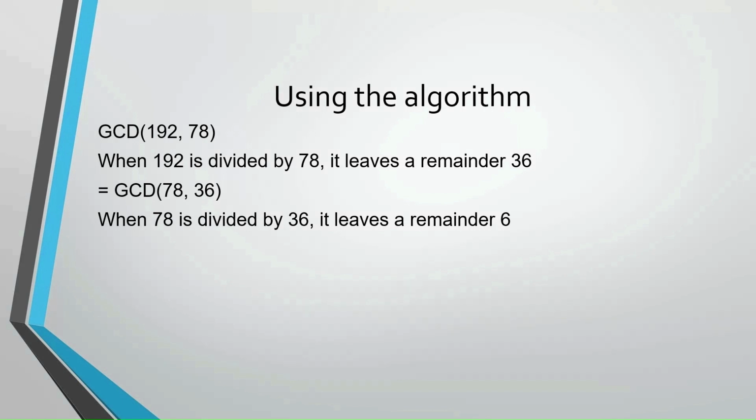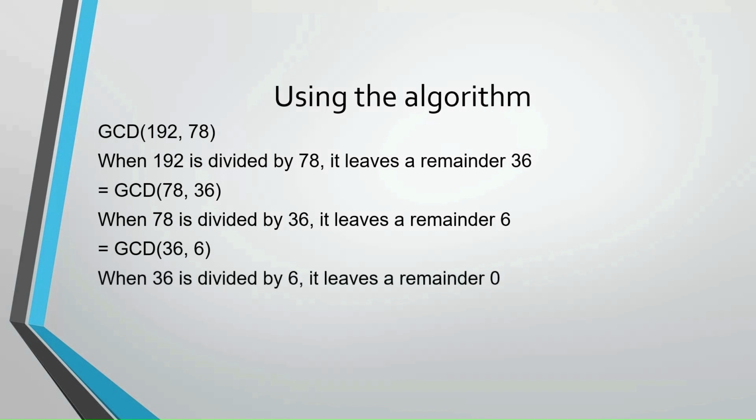So the GCD of a and b, which is 78 and 36, is equal to the GCD of b and r, which is the GCD of 36 and 6. Once again, we can find the remainder. When 36 is divided by 6, it leaves a remainder of 0. Our b is 6 and r is 0. So the GCD of 36 and 6 is equal to the GCD of 6 and 0.